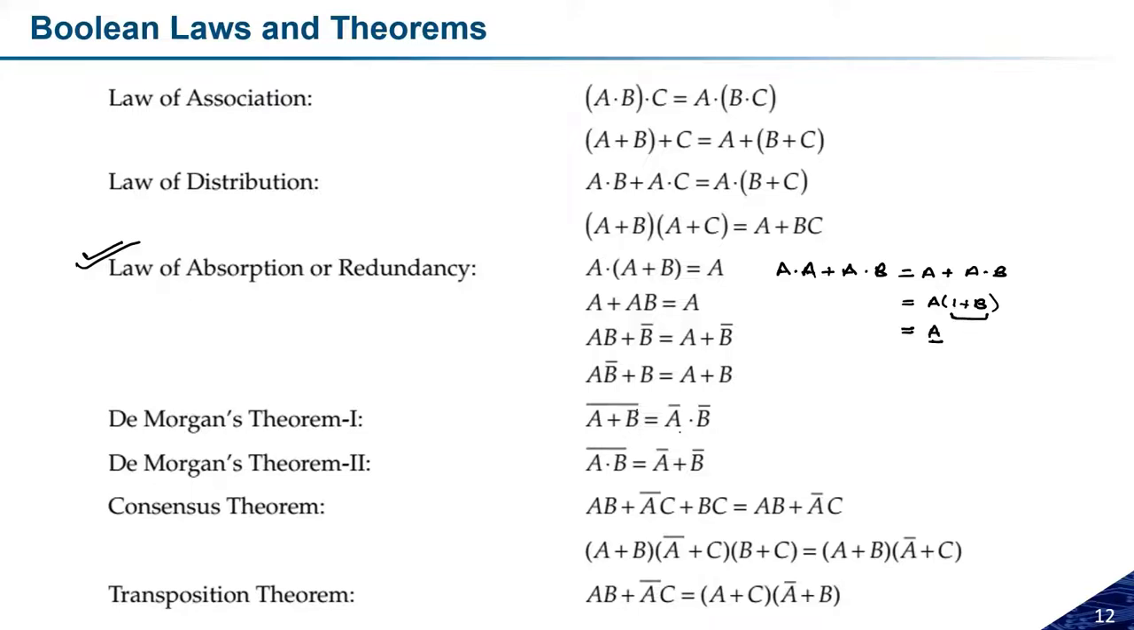Okay, so then I will get A. Okay, so this is how we can prove this one, how A dot (A plus B) is equal to A. So this is how we can prove.